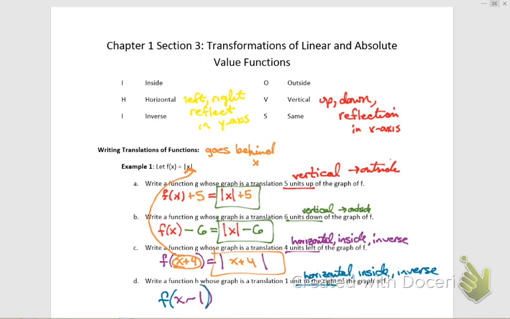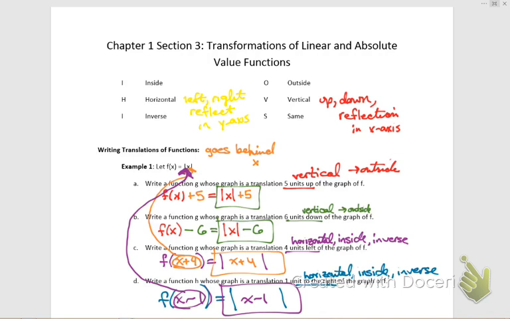which means we're taking x minus 1, and like we did with the x plus 4, plugging it into x. So it'll actually end up being the absolute value, and then the x minus 1 goes inside, so x minus 1. And that's the answer. Okay, so that's for translations. That's moving left, right, up, and down.